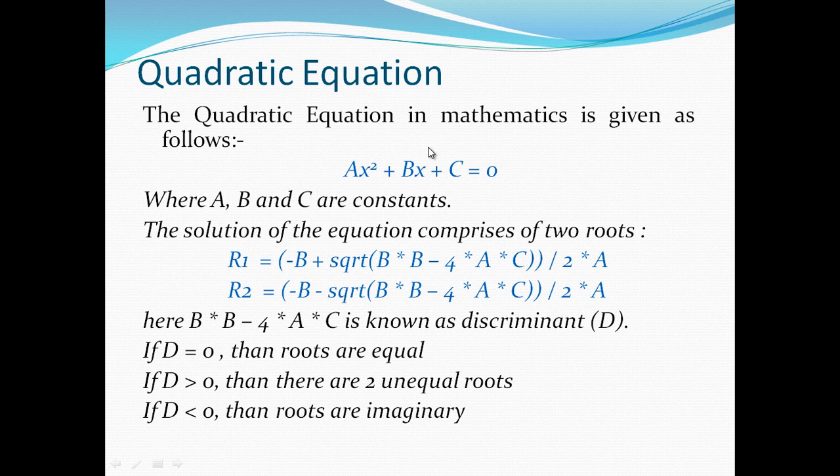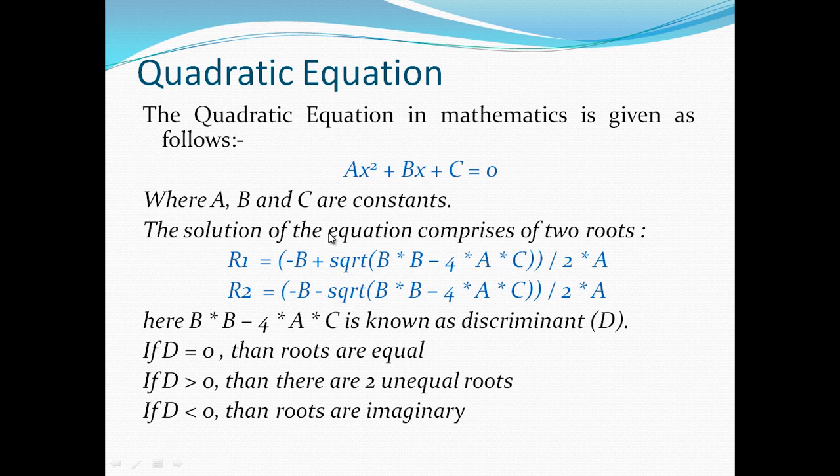So friends, let's discuss what are quadratic equation. A quadratic equation in mathematics is given by the equation ax square plus bx plus c equals 0, where a, b and c are the constants. And if you want to solve the equation, then there will be two values of x which will be our roots. So the roots will be given by the formula minus b plus square root of b square minus 4a into c divided by 2a, and the second root will be given by minus b minus square root of b square minus 4ac divided by 2a.